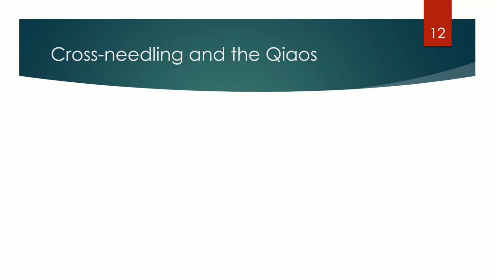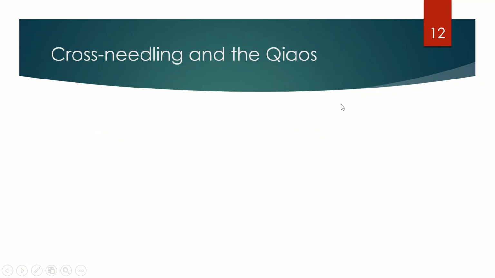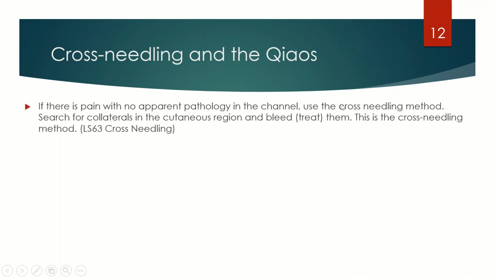All right, so what is cross needling, and how does it pertain to the Chong Vessels? The Spiritual Pivot gives a pretty clear explanation of cross needling. It says, if there is pain with no apparent pathology in the channel, use the cross needling method. Search for collaterals in the cutaneous region and bleed them. This is the cross needling method. So the first thing to note is it says there shouldn't be a pathology in the channel. Okay, so how do you find that?